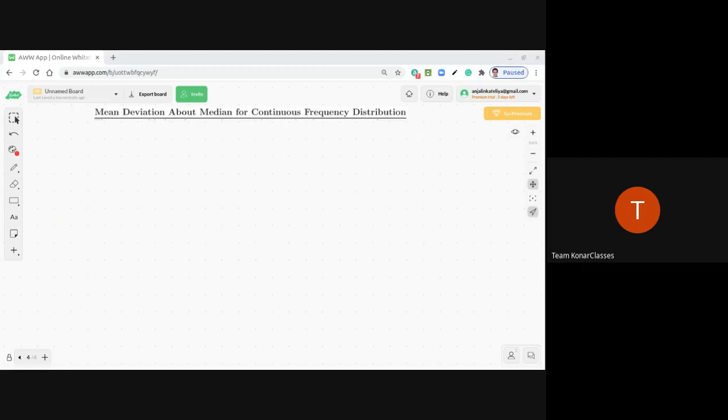The process of finding the mean deviation about median for a continuous frequency distribution is similar to the process of finding the mean deviation about mean. The only difference lies in the replacement of the mean by median while taking the deviations. As simple as that. So how to do this? There are a few steps, dear students, and I'm going to explain those steps one by one. Let me first place it in front of you.